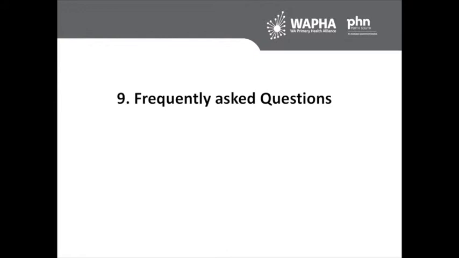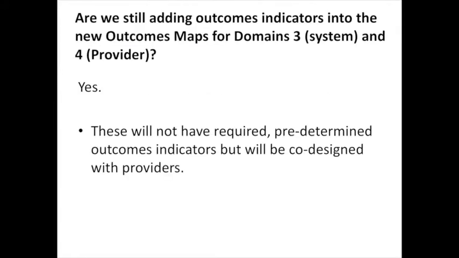Moving on to frequently asked questions. You may have noticed that there are no required indicators for Outcome Maps domains 3, which is the healthcare system, and 4, which relates to the provider. For these outcomes domains, providers will continue to use co-designed indicators.